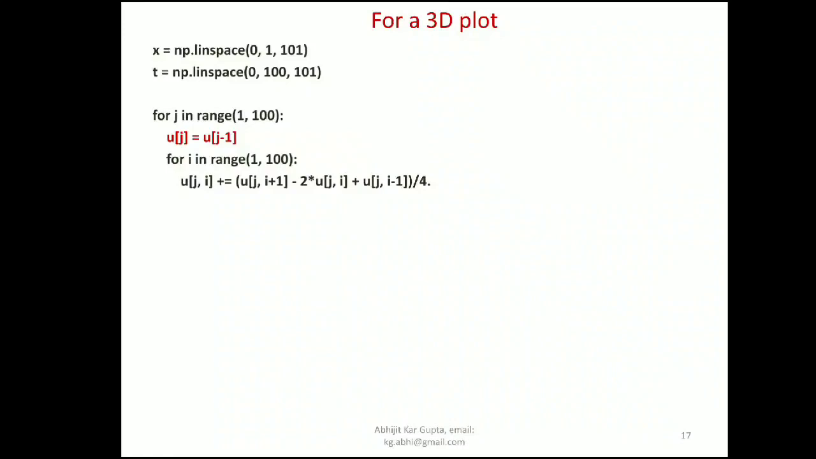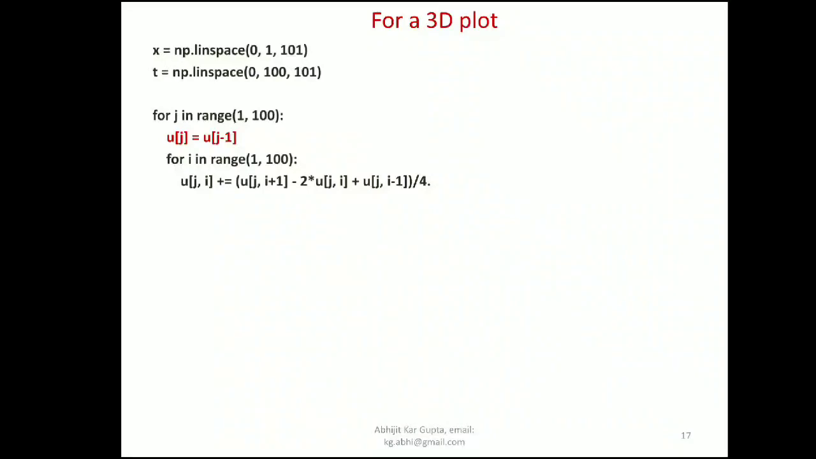So here you see, notice J for the first loop is J. I mean, this is a time loop. I just changed the name of the index. So for J in range 1 to 100, J is your time index. And the next loop is for I in range 1 to 100. I is the space loop, and the rest are usual.